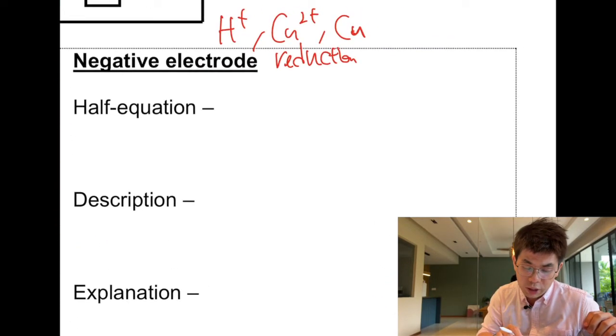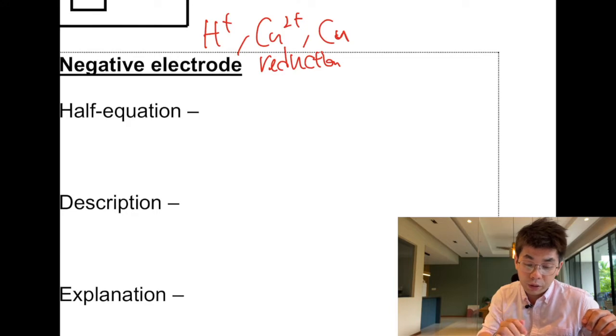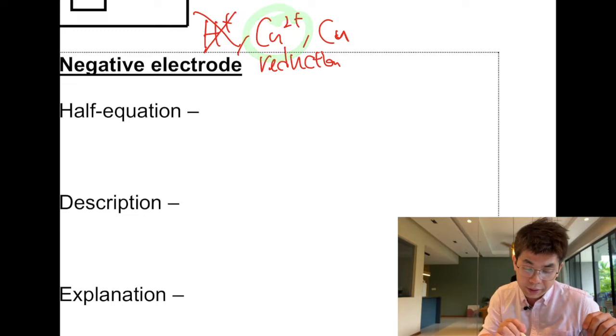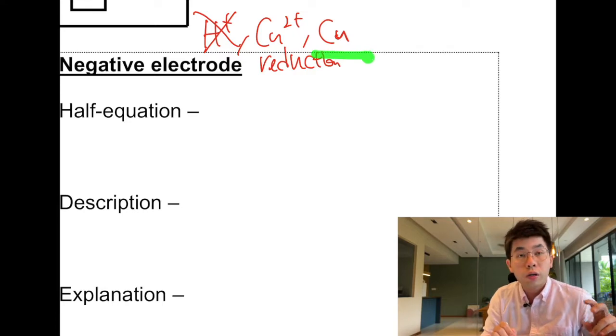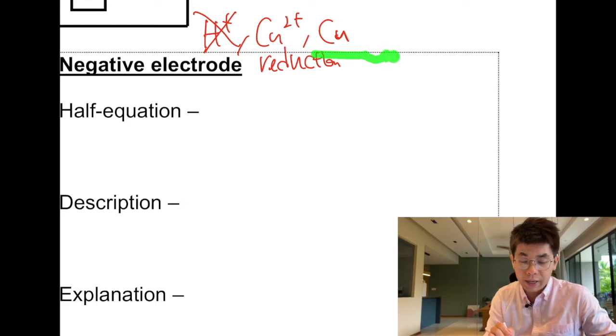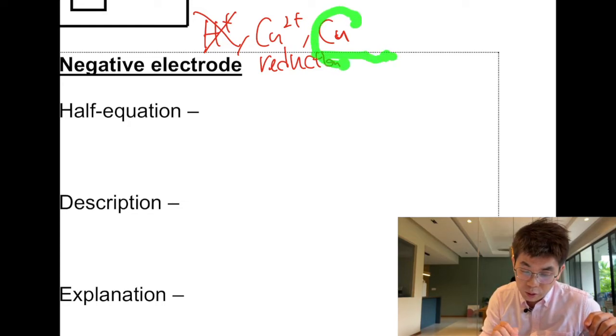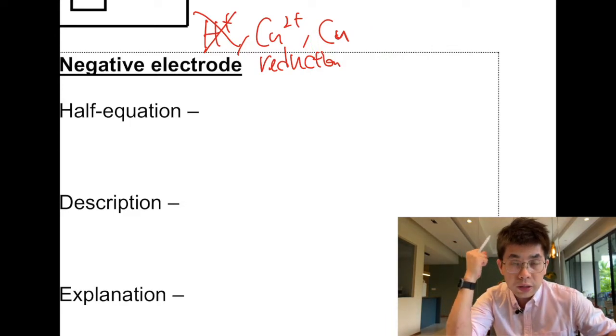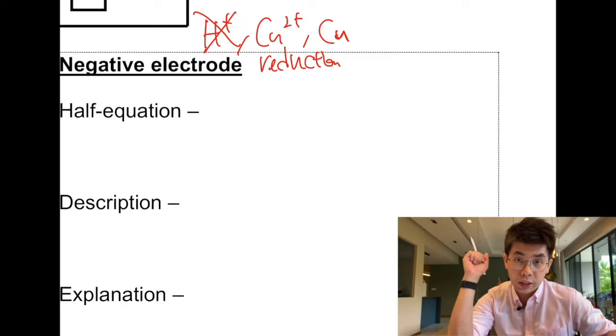We know reduction, and in our previous example, if we need to choose between H plus and Cu2 plus, we know we will definitely choose the Cu2 plus because copper is less reactive. So now I need to decide, is it going to be Cu2 plus or is it going to be Cu? Remember what I said, if the electrode can react, it will definitely react. So on this side, we need to ask a question, can copper be reduced? Can copper gain electrons or can copper decrease in oxidation state?